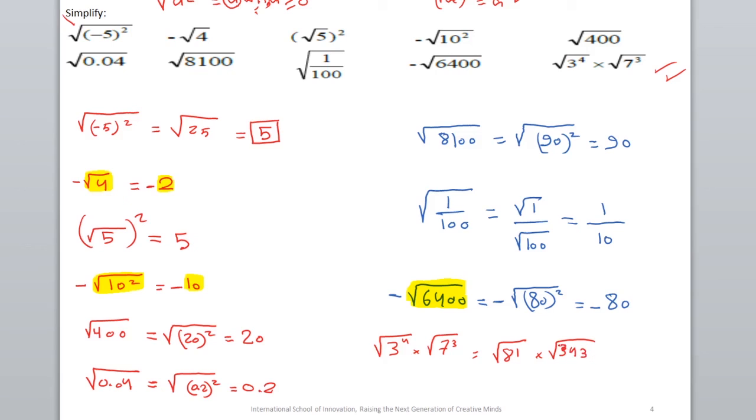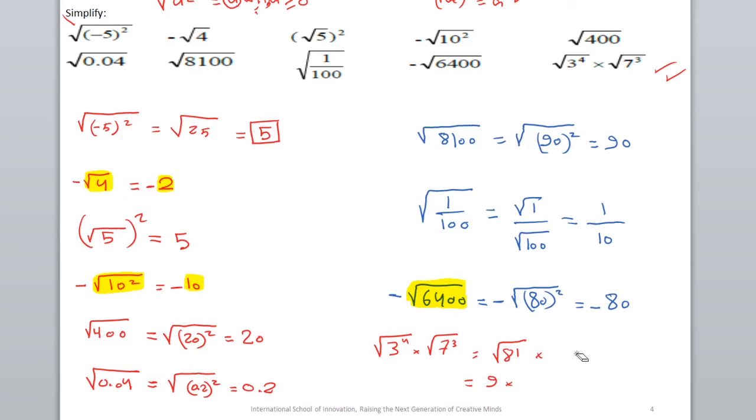I already know that radical 81 is equal to 9 times radical 343. But 343 is not a square number. Even if you try in your calculator to press radical 343, it will give you something with a decimal point. Let me check. Radical 343 gives you 18 point something. So we will not solve it like that.